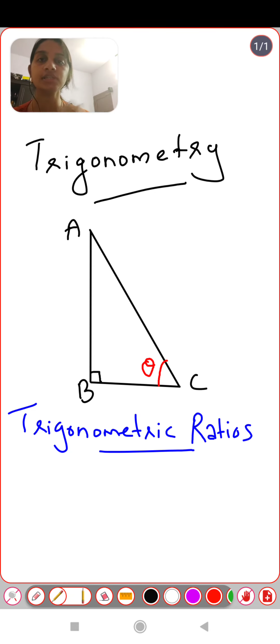And we already studied the Pythagoras theorem, which is hypotenuse square is equal to what? Base square plus altitude square. We can discuss it later.